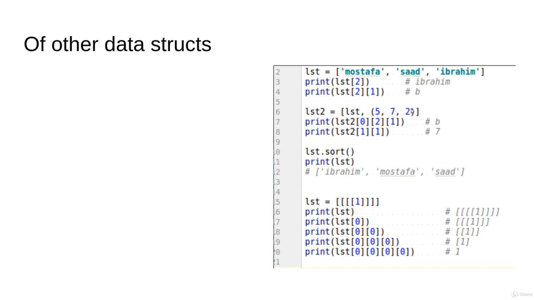I can say list 2, which is this tuple. List 2 of 1, the tuple, of 1, the value 7. By the way, you can also make a sorting for the list, which is going to sort the content based on the list by list comparison. So it can have list of integers, list of strings. They are just compared on the list level.